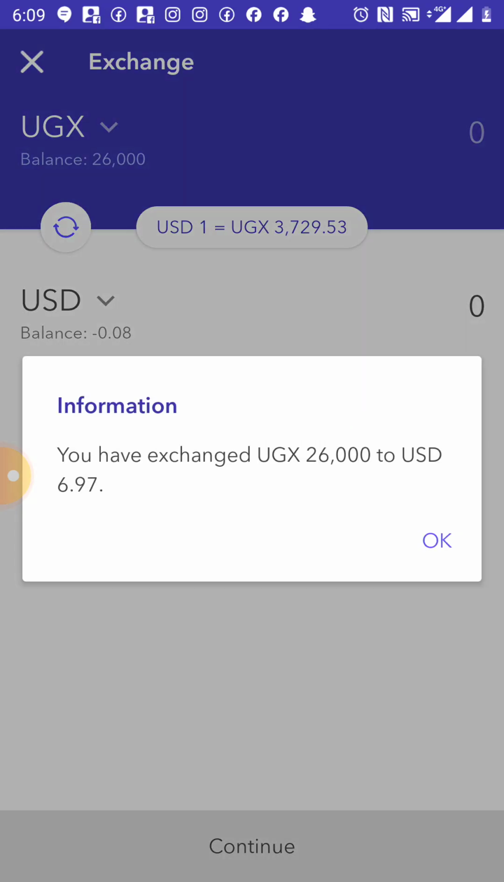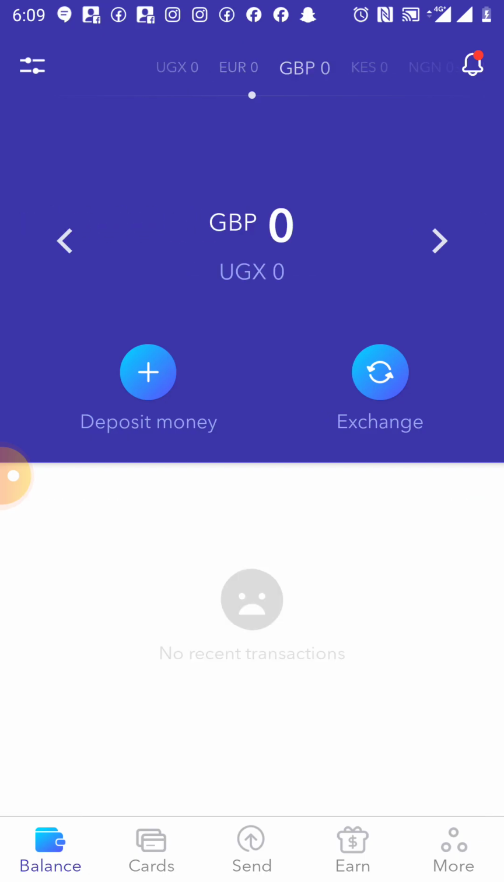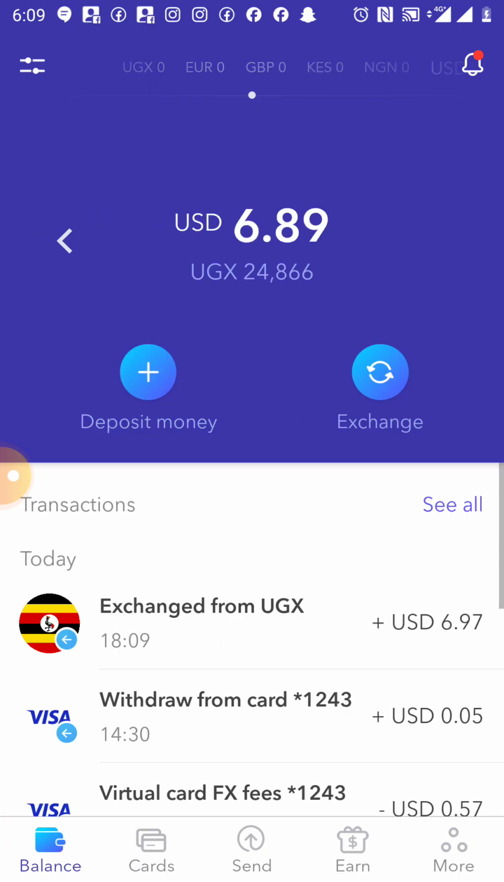Okay, so they're saying you have exchanged this amount of money, that is 26,000, to this amount of money, that is with Eversend. So if I press OK, it means with Uganda shillings now I have zero balance, I mean negatives. When it comes to euros, I have nothing. When it comes to this GBP, I have nothing. I don't know that currency. When it comes to Kenyan shillings, I have nothing. Nigerian shillings, I have nothing. When it comes to dollars, that is what I have.